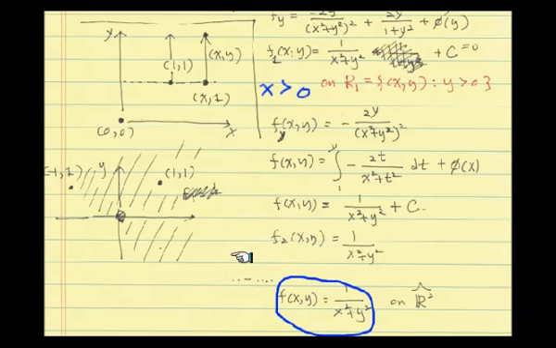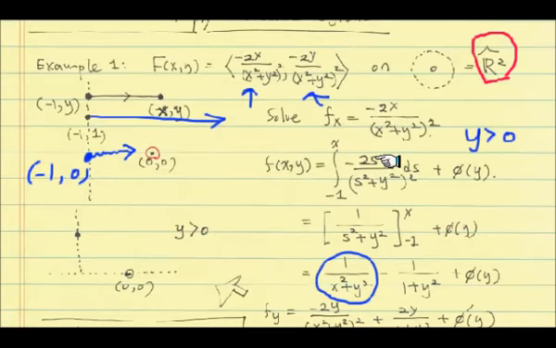So let me show you the problem again. This is how it started: a vector field on a not simply connected region, and it turns out it is really conservative. So not simply connected does not necessarily mean it's not conservative. It can be conservative, like this one.